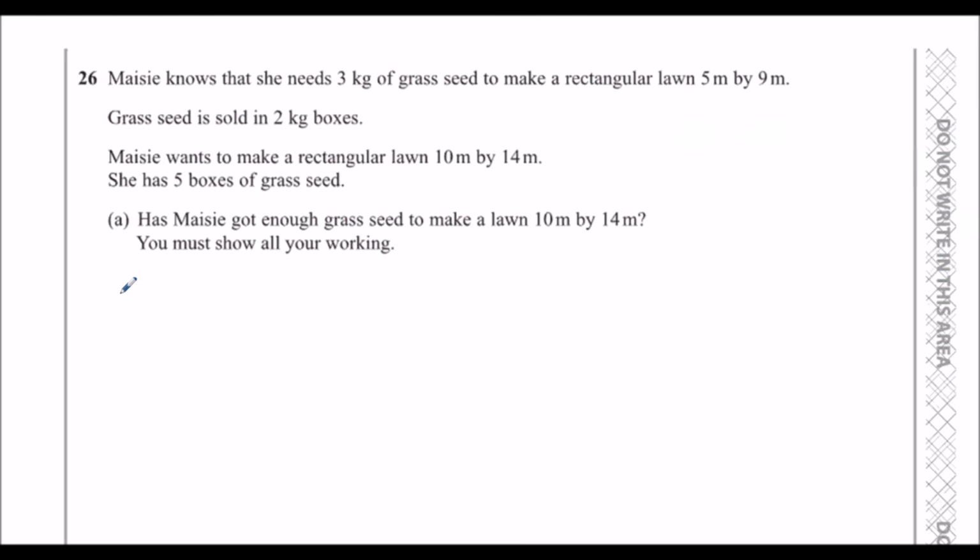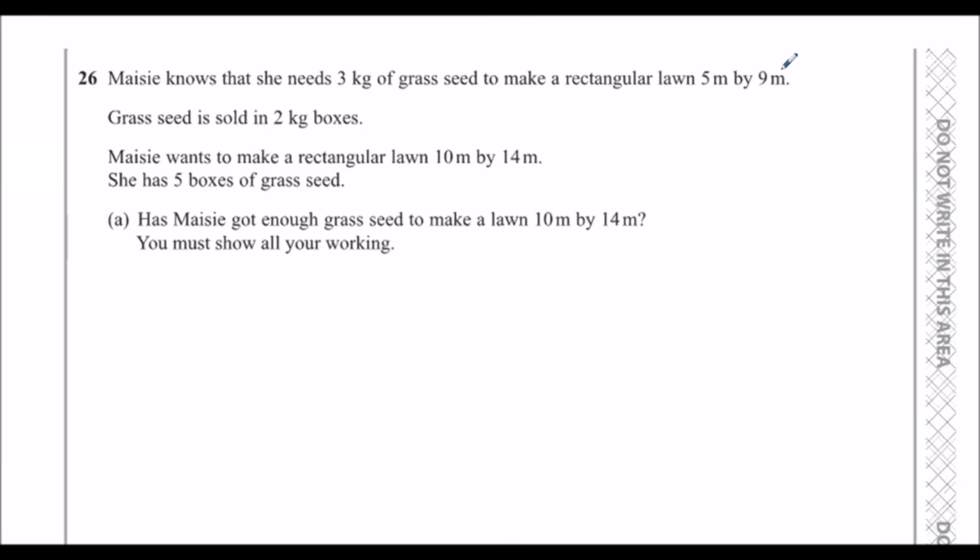Question 26. Maisie knows that she needs 3 kilograms of grass seed to make a rectangular lawn 5 meters by 9 meters. Grass seed is sold in 2 kilogram boxes. Maisie wants to make a rectangular lawn 10 meters by 14 meters. She has 5 boxes of grass seed. Has she got enough grass seed to make the 10 by 14 meter lawn?